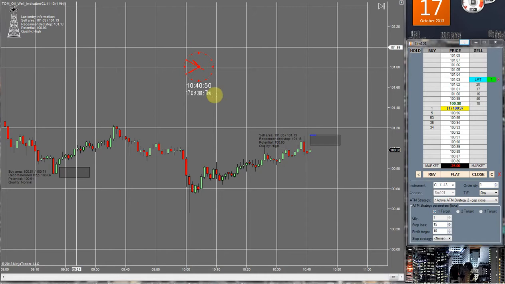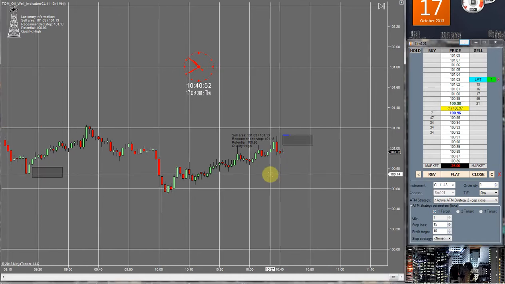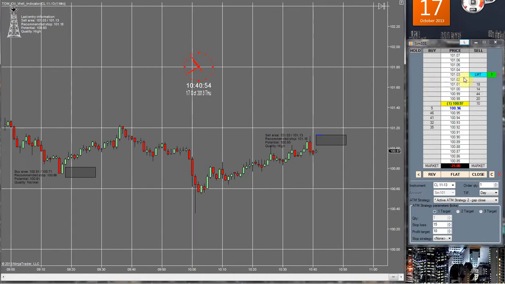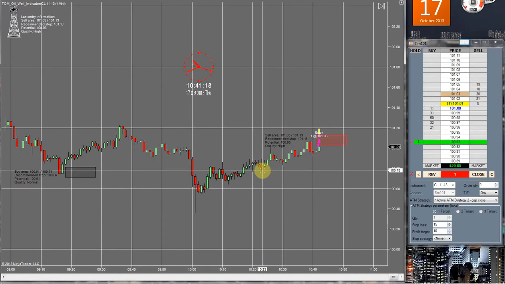Alright, we have another box here, and it looks like this one might actually get filled. I've already placed my order in here. If it goes up and goes into the box, we will get filled, and we'll be looking for 10 ticks in profit. We'll see here shortly if it goes up to fill us. You can also check it here. Order filled. Alright, we're now in.